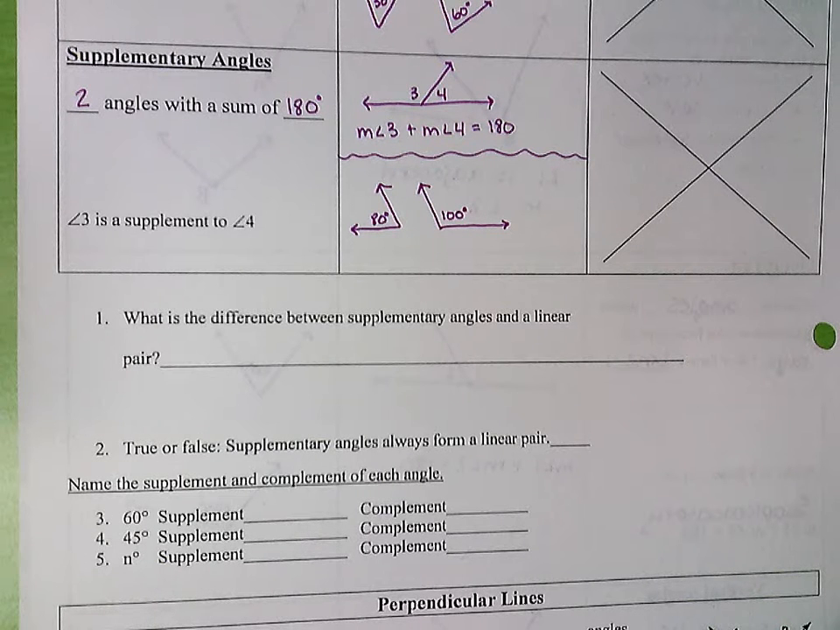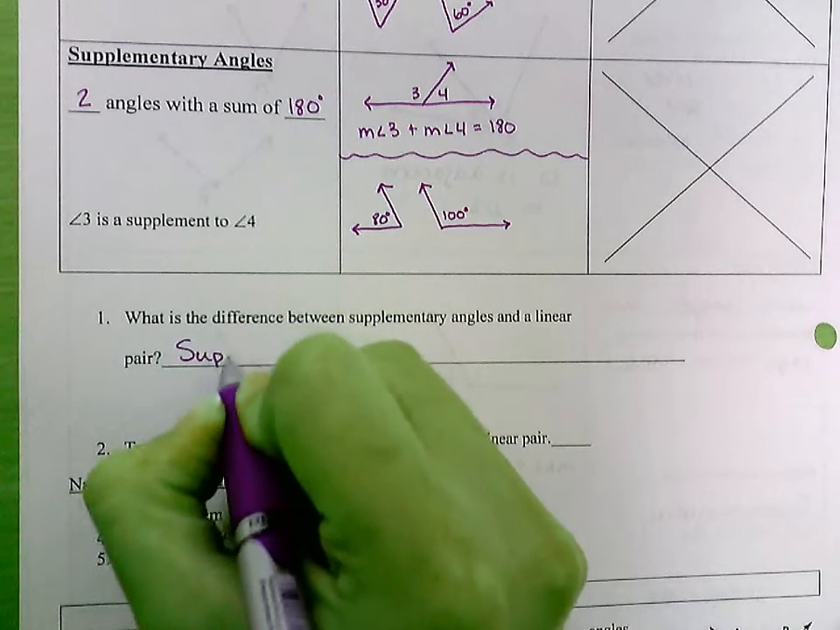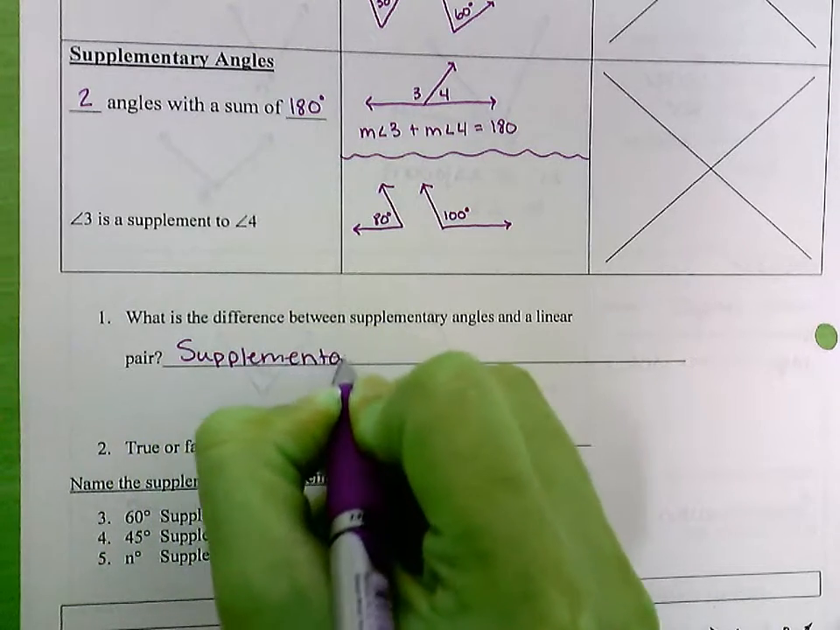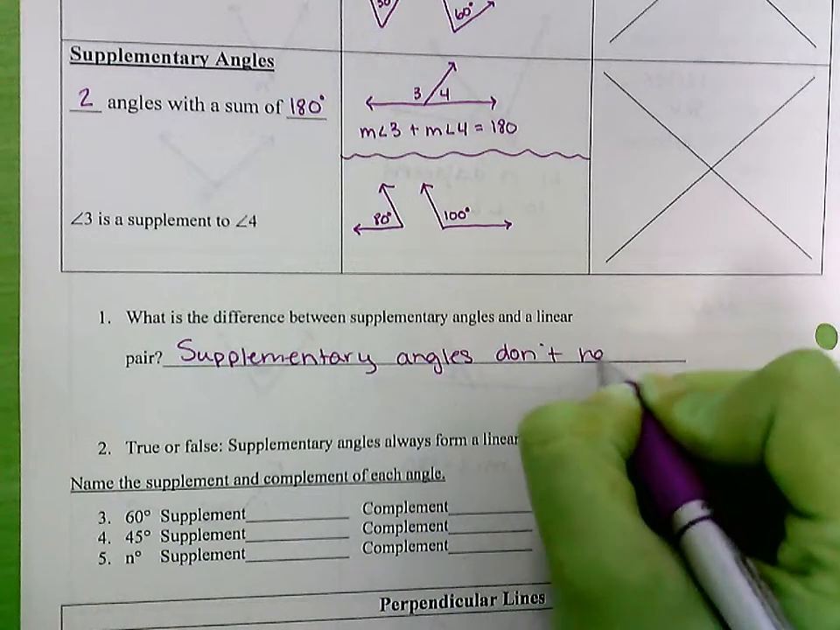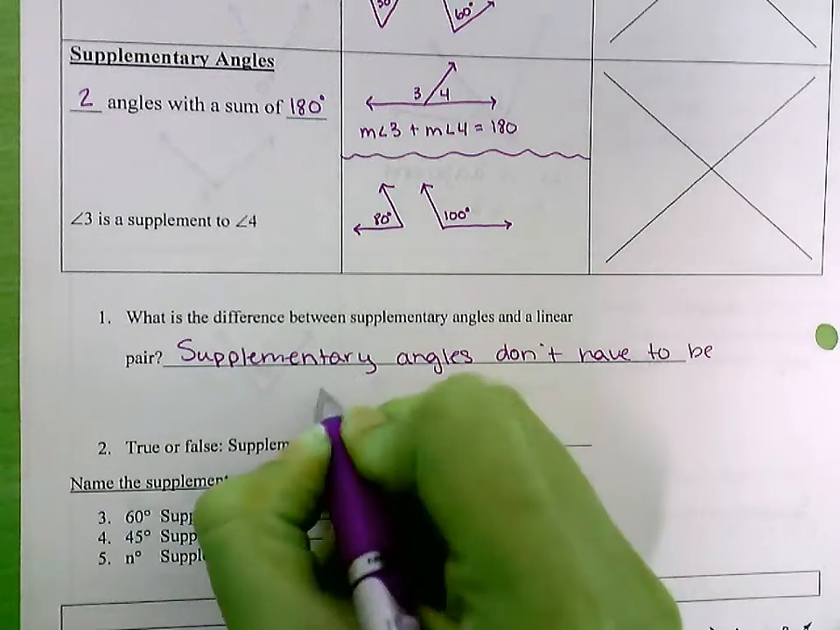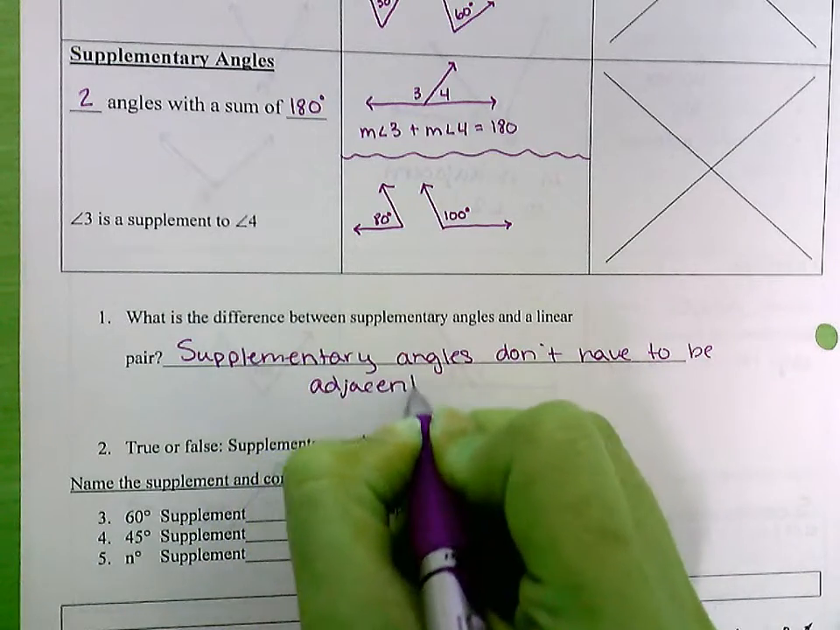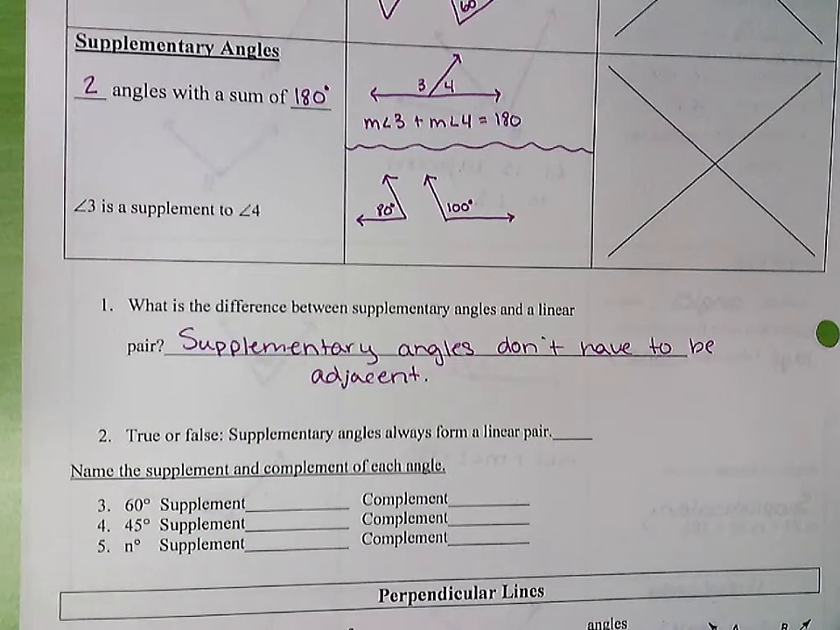All right, what are some of the things that you wrote down? Anybody want to share? Go ahead. Supplementary angles don't have to be adjacent. Okay, a linear pair has to be adjacent, supplementary don't.